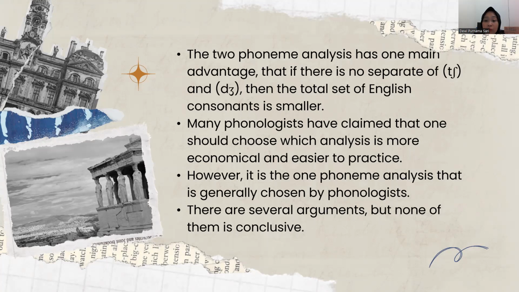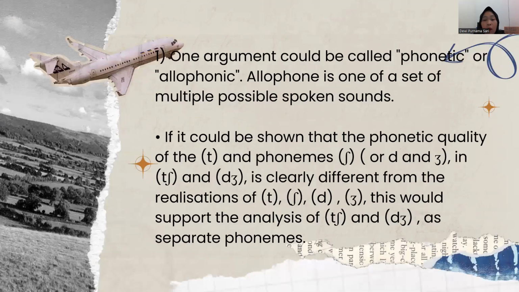There are several arguments, but none of them is conclusive. But they choose the one phoneme analysis because it's way easier to practice. One argument could be called phonetic allophonic. What is an allophone? I believe that you have already known this before. An allophone is one of a set of multiple possible spoken sounds.